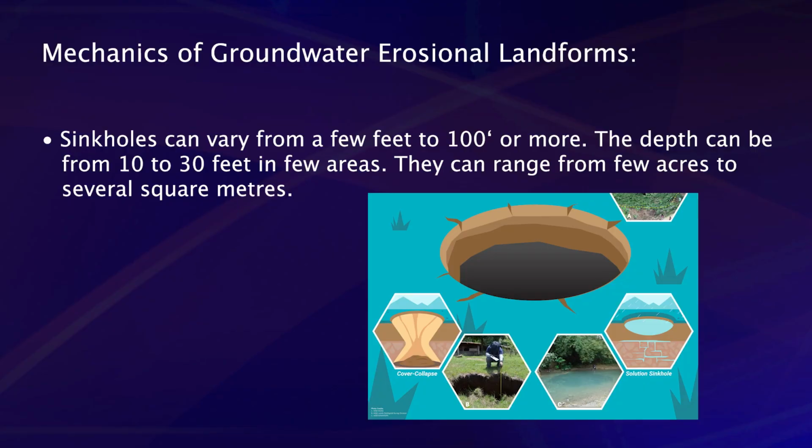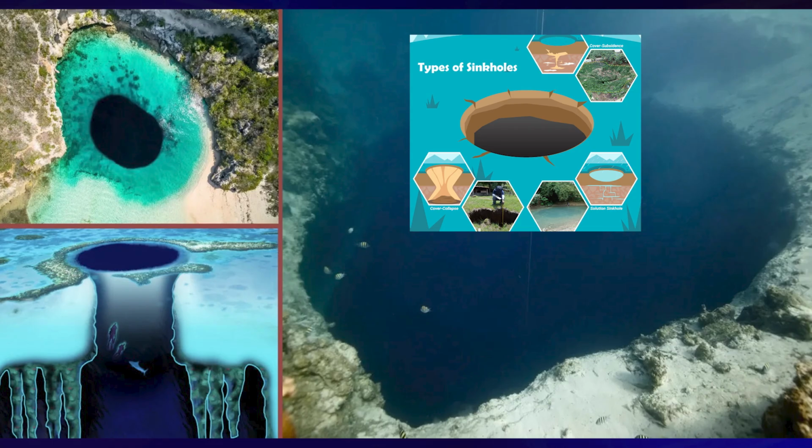The important point to note down is that karst terrain is absent or rarely found in the arid regions. Sinkholes can vary from a few feet to 100 feet or more. The depth can be from 10 to 30 feet in few areas. They can range from few acres to several square meters. It can take many forms, for example, funnel shaped, open, upward, etc. It is difficult to classify them in terms of shapes.